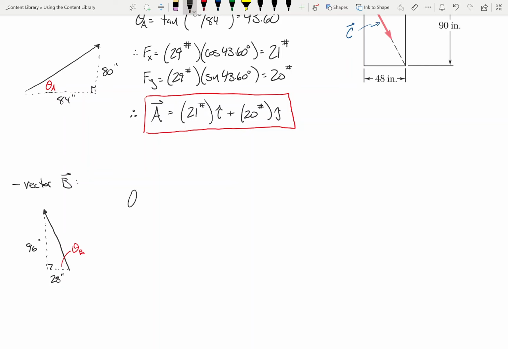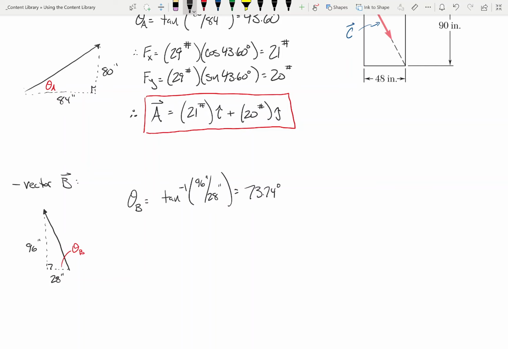So how do I solve for theta B? What is the answer? What is theta B? There you go. Inverse tangent of 96 over 28. And what does that come out to be?